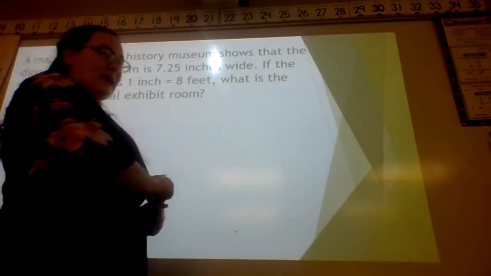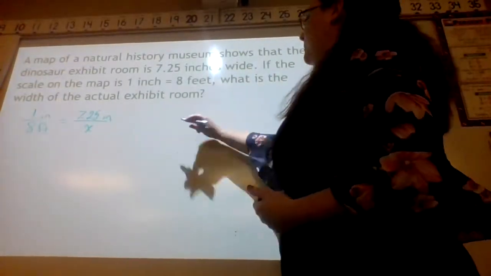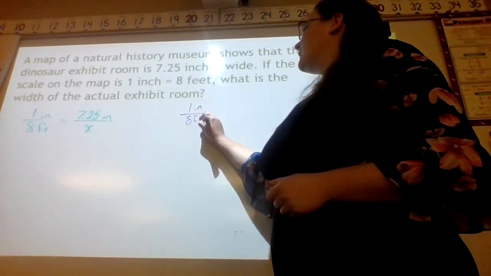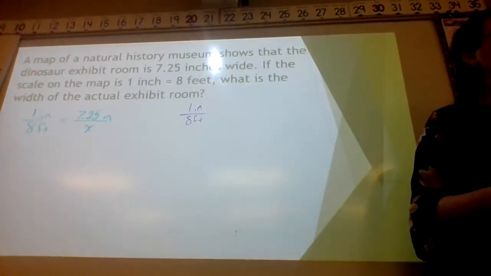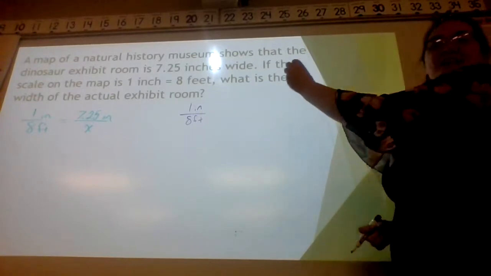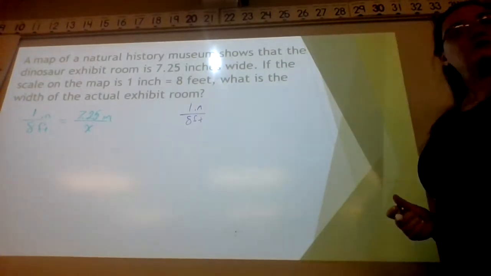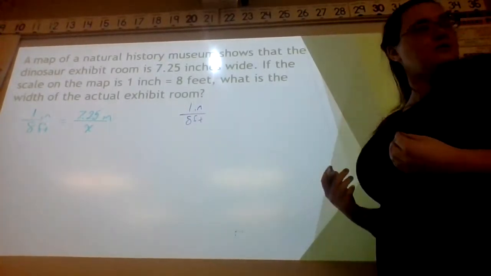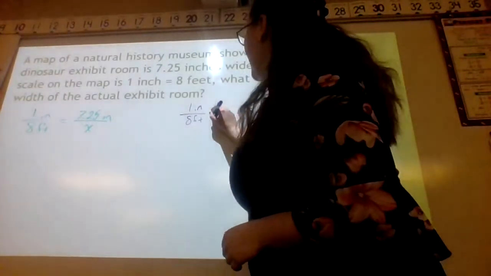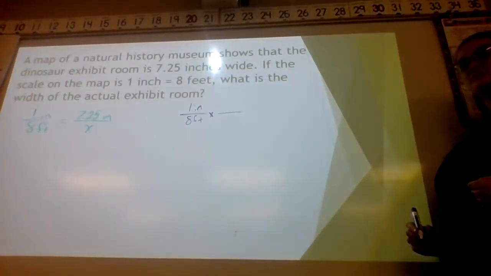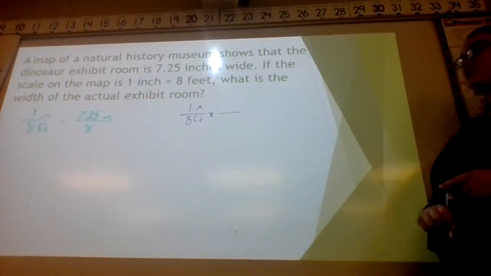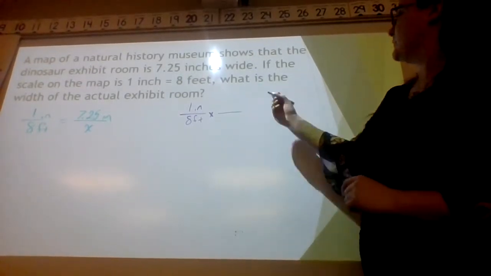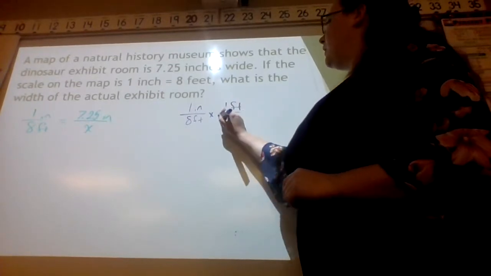Do you know how to solve this? The second option is you have 1 inch over 8 feet. Is this a scale or a scale factor? This is a scale. Get it to a scale factor. Are these the same labels? No. Can we get them to the same labels to cancel out? Okay, so multiply. What do we know about inches and feet? 12 inches are 1 foot. So do we want 12 inches over 1 foot or 1 foot over 12 inches? 1 foot over 12 inches.